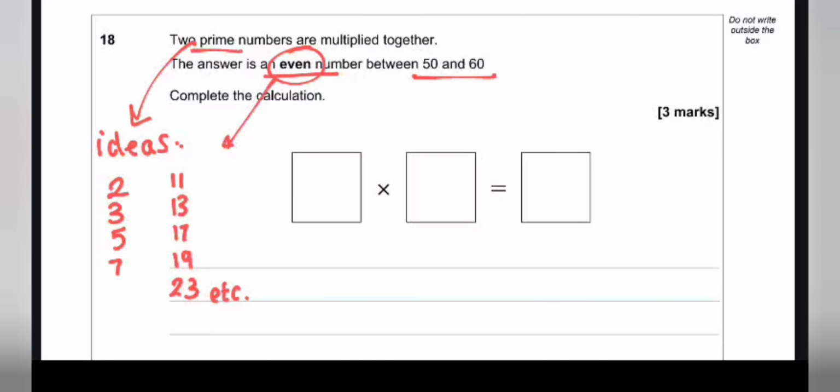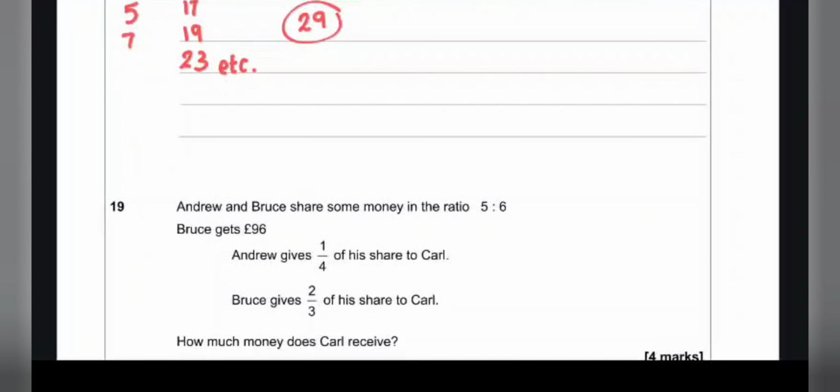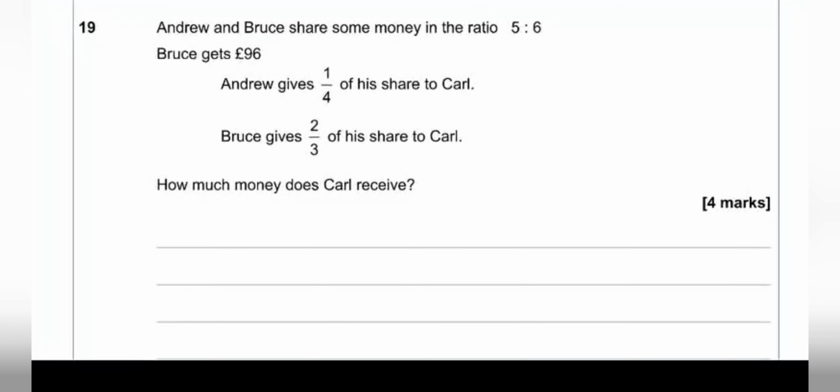To make a number even when we multiply, one or both of the numbers have to be even, and 2 is the only even prime. So one of the numbers has to be 2, which means it's got to be 2 times 25 up to 2 times 30. What prime do I have between 25 and 30? 29. And that's not enough. We just need to write the answer to 58. So I want to see lots of trial and error in that space for working out.